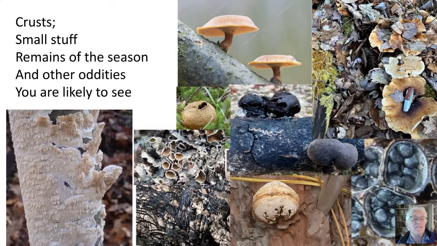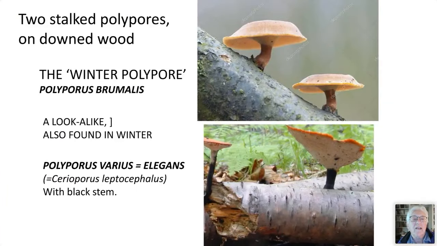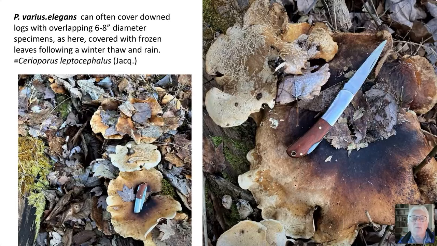Now we come to crusts and small stuff, things that are left over from the fruiting of last summer. Run through these quickly. There are a couple of stalked polypores on downwood. This is the winter polypore, Polyporus brumalis. It exists year-round. Also found in the winter and year-round is Polyporus varius or Polyporus elegans. Now it's called Cerioporus leptocephalus, meaning a skinny head. So there's a skinny-headed, black-stemmed mushroom there. Those are two pored polypores you'll find.